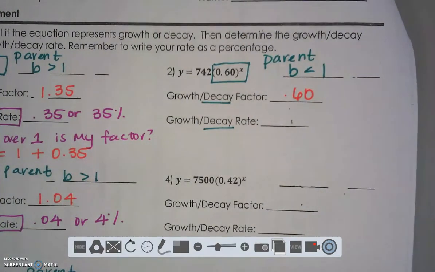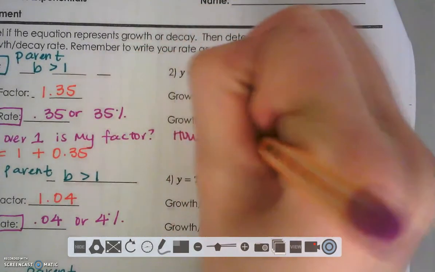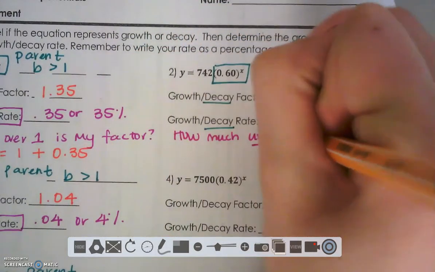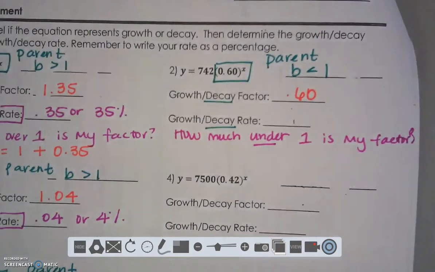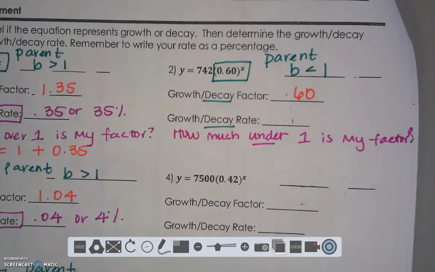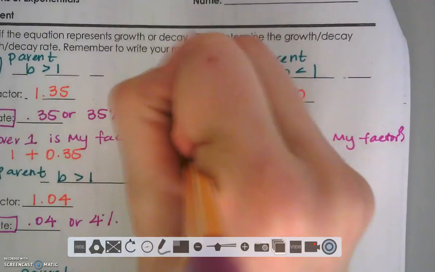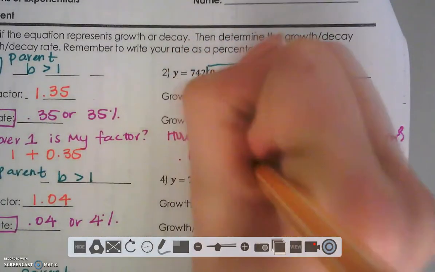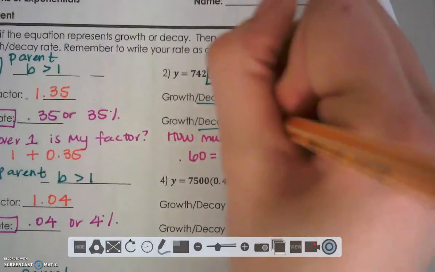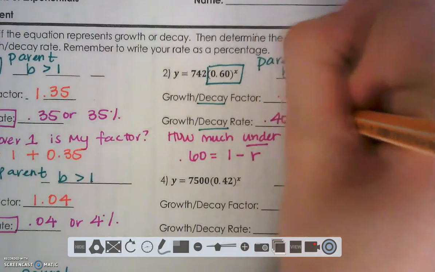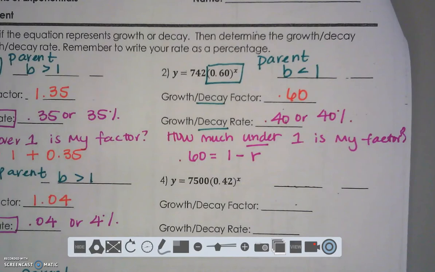But now the question we're going to ask ourselves is how much under 1 is my factor? Okay, I have to be smaller than 1 to be a decay, so how much under am I? And so we can set this up as 0.60 is equal to 1 minus r. So if we try to solve for r, you should find that you get 0.40 or 40%. I'm subtracting essentially 60 from 100, 100%.